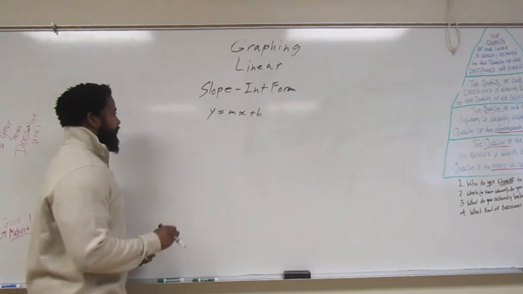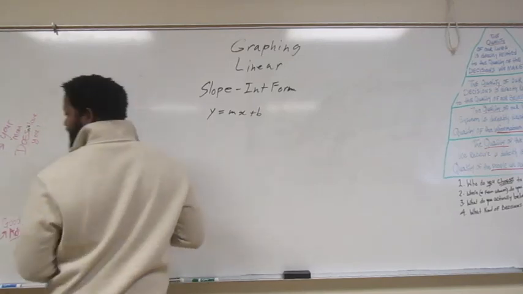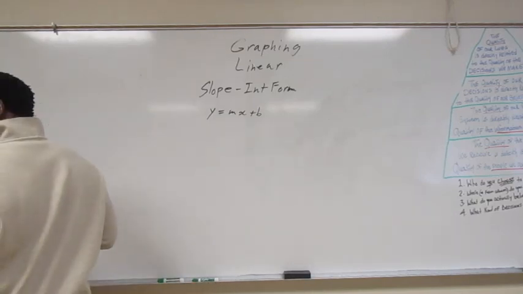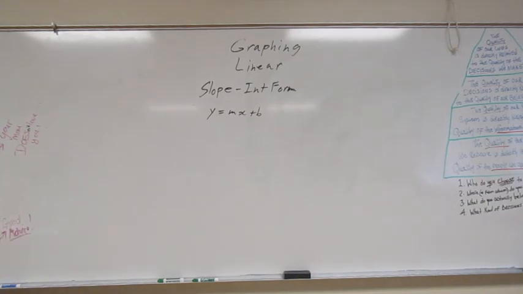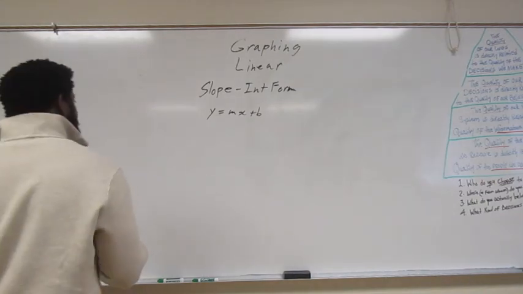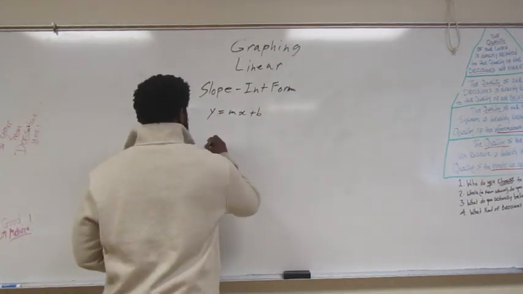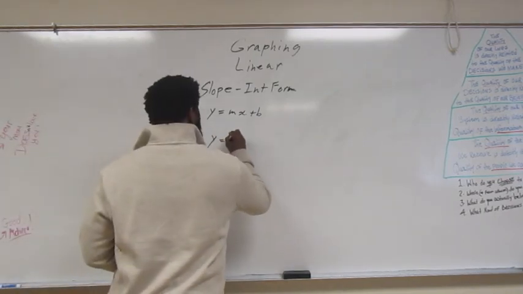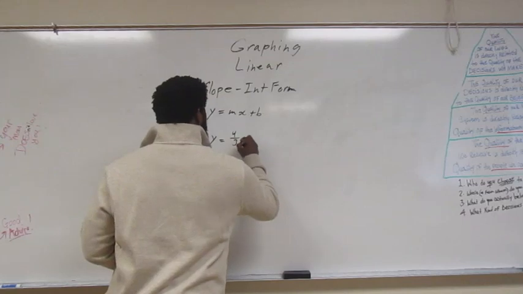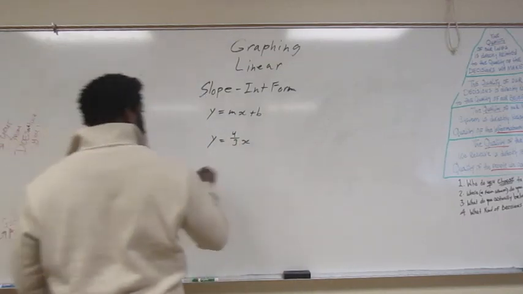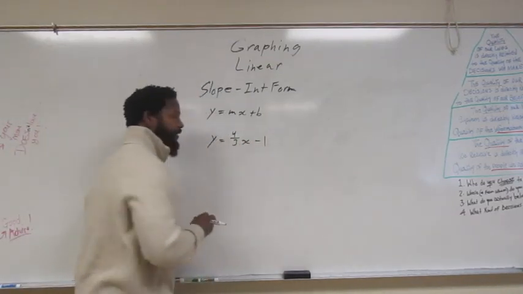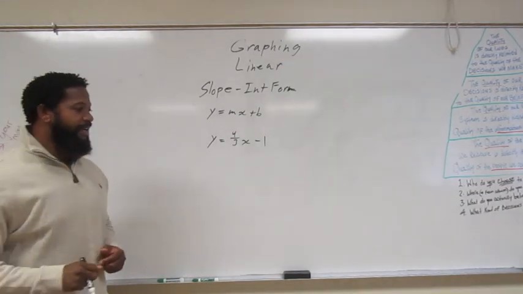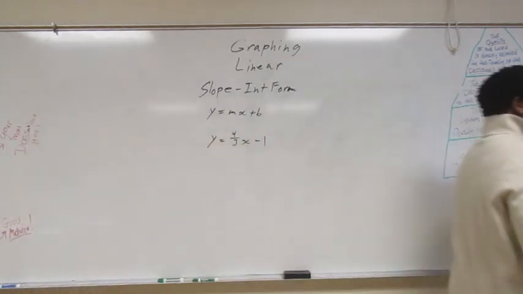Whereas, let's say, for example, look at number 4 on your worksheet. Number 4 says y is equal to 4 over 3x minus 1. That is what number 4 is stating.